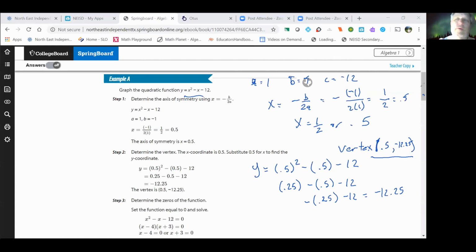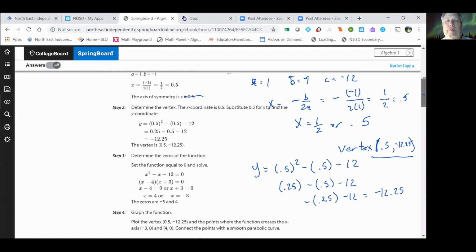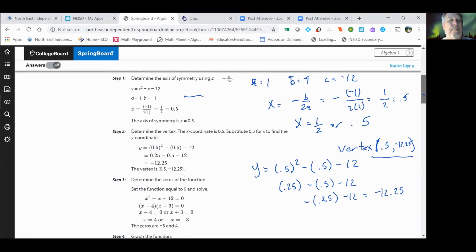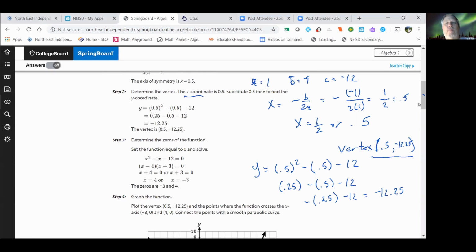Now let's take a look at what we're going to do next. I'm going to write it on the other side. That's 1 point, the vertex. If we have 3 points, we have enough information to draw the graph. So we'll find the other 2 points by finding the zeros, the x-intercepts, of this function. What I'm solving for is my zeros, my x-intercepts, which are the x values when y is equal to 0.